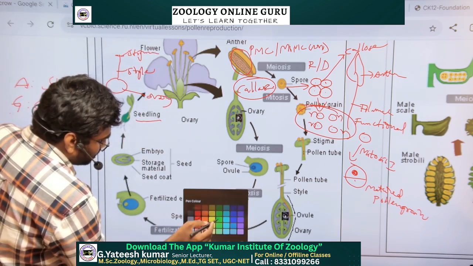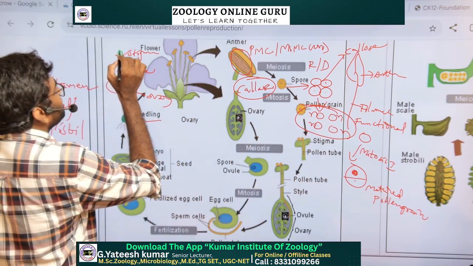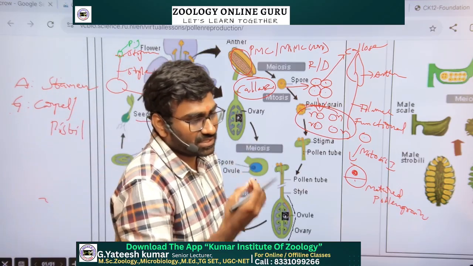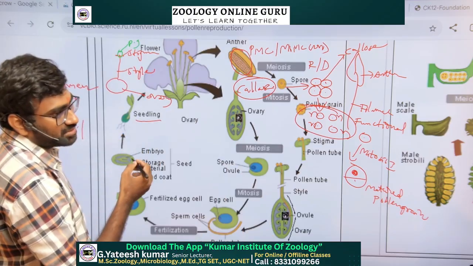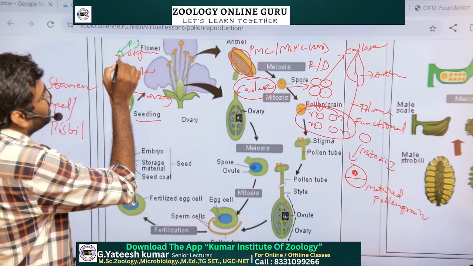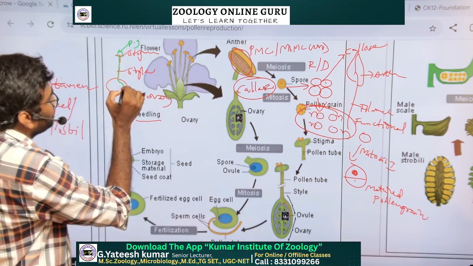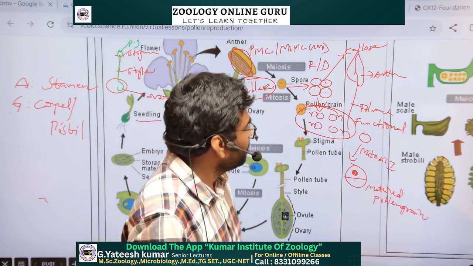When this pollen grain lands on the stigma, if the stigma accepts it, the pollen grain starts germination and produces a pollen tube. That pollen tube enters into the ovule through the style and reaches the mature egg embryo sac.